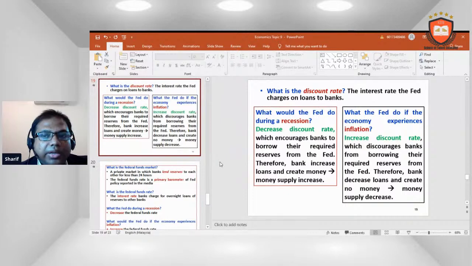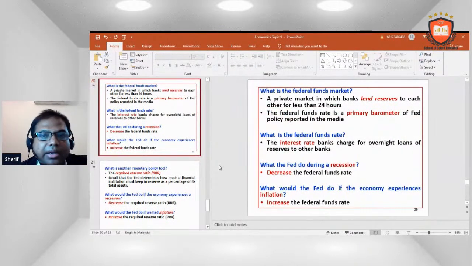What does the Fed do if the economy experiences inflation? Increase the discount rate, which discourages banks from borrowing required reserves from the Fed. Therefore, banks decrease loans and create no money, so the money supply decreases.